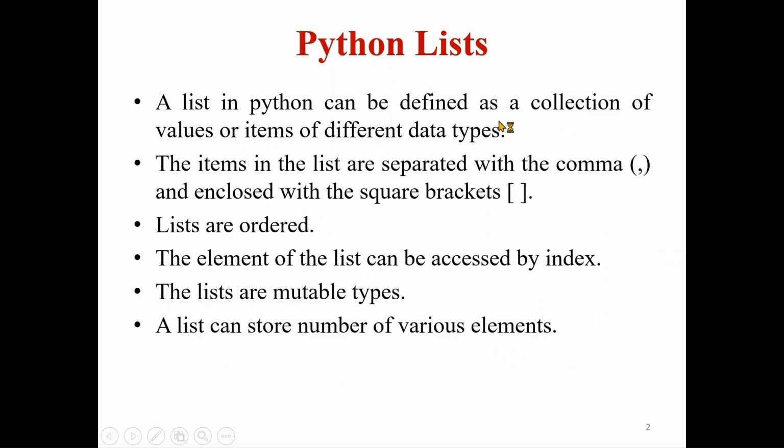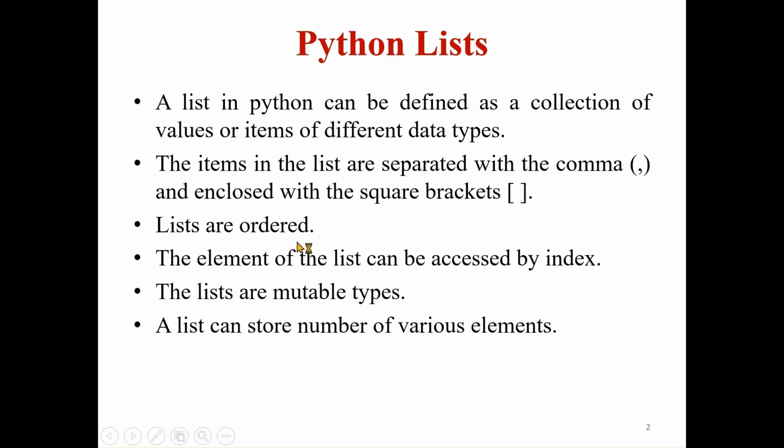A list in Python can be defined as a collection of values or items of different data types. So if I want to store a string, then float values, then integer values, then a character, and a boolean value, I want to store different types of elements, then I can use a list. Every item is separated with a comma, and the items in the list are enclosed with square brackets. Wherever you see square brackets, that implies a list.